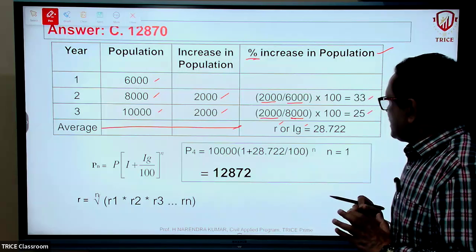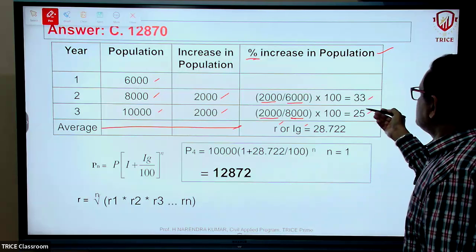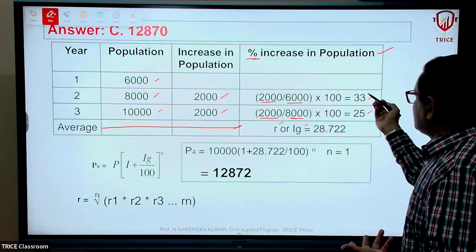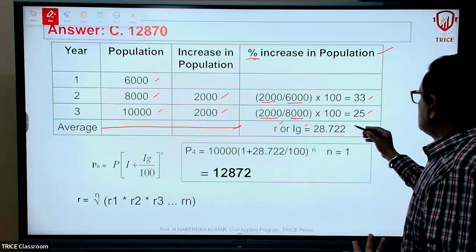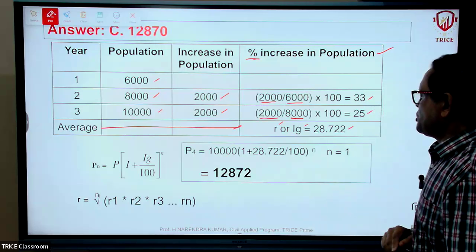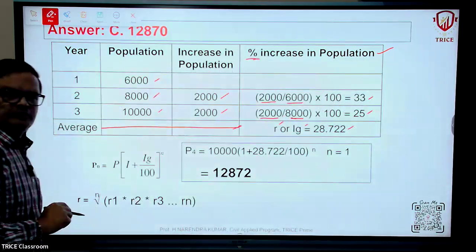Let me take up the calculation first. Average is nothing but add these 2 and divide by 2. There are 2 numbers, 33 plus 25. What do you mean by average? Take the mean of this. So 28.6722.